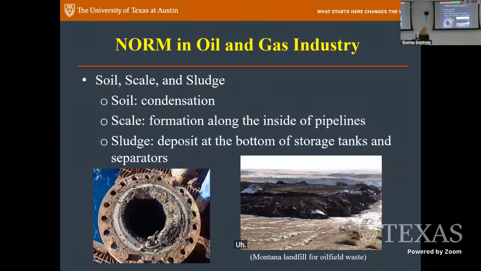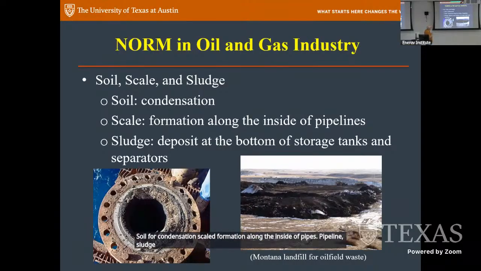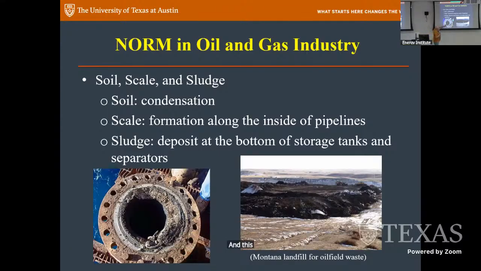The radioactivity can be in the soil, scale, and sludge. Soil through condensation, scale with formation along the inside of pipes and pipelines, sludge deposited at the bottom of storage tanks and separators. And this would be a typical pipe which you would see completely crusted over with radium-226 and radium-228, with a lot of other chemical constituents, which I'll talk about later.